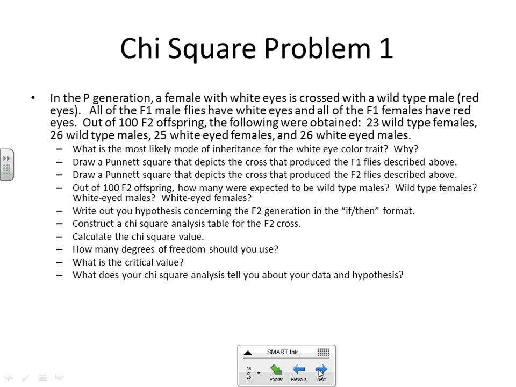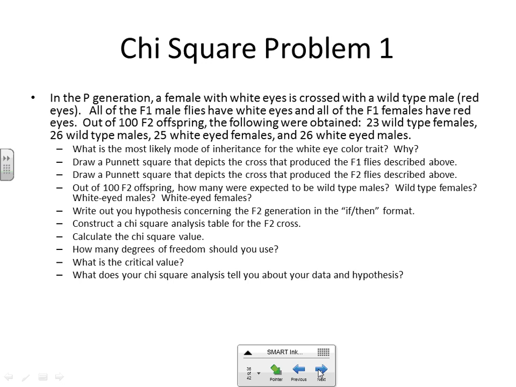Everybody take a minute and read this problem first of all. So we've got some fruit flies. We're crossing a female with white eyes with a wild type male. All of the F1 males have white eyes and all the F1 females have red eyes. As soon as we see that, what do we know? It's X-linked. Males and females are affected differently. Now, in the F2, it kind of evens out, but we'll be able to explain that.